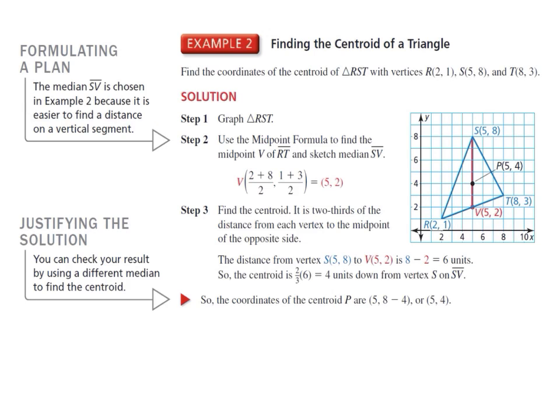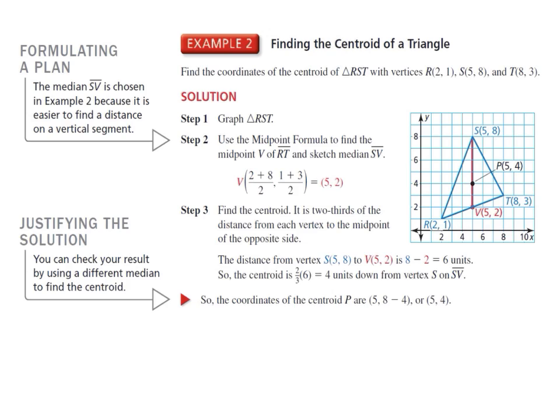All right, so for this one, let's use the information we know and properties that we know about the centroid, which is that a centroid goes from the vertex to the midpoint. So we're going to find the coordinates of the centroid of triangle RST with the vertices at R(2, 1), S(5, 8), and T(8, 3). So first step always is to graph your triangle with those vertices. Once you have a visual of your triangle, then you're going to use the midpoint formula to find the midpoint V of segment RT.